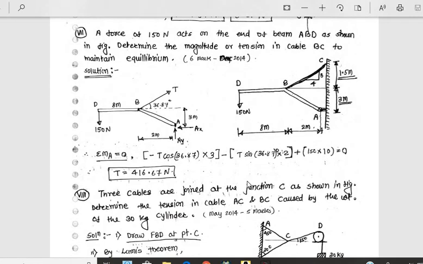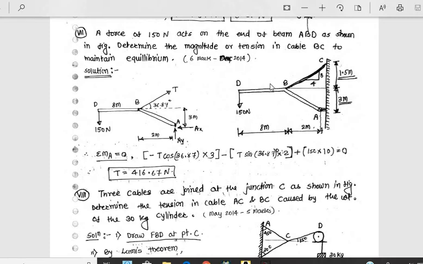Now next. See, the problems are very simple, but you must know the equilibrium equations, you must be able to properly draw the correct free body diagrams, and you must know the concept of moment from unit number 1. Okay, now see, a force of 150 Newton acts on the end of a beam ABD as shown in figure. Determine the magnitude of tension in cable BC to maintain equilibrium.